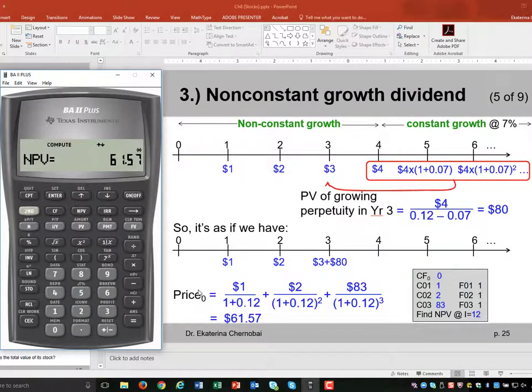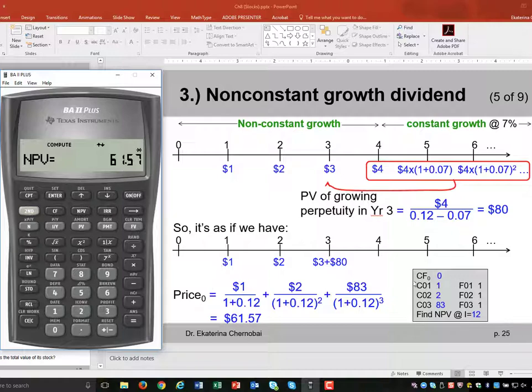You should not be paying any more than this, because if you're paying any more than $61.57, you're paying too much. You're paying more than what this share is worth, right? You will not get the money back.